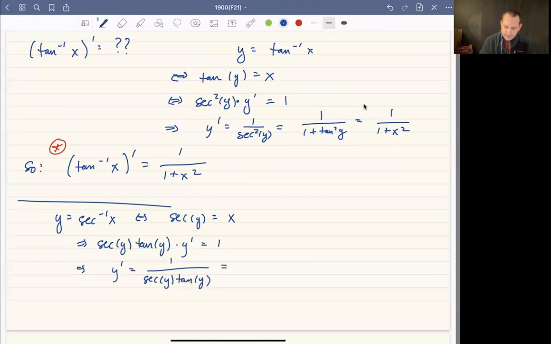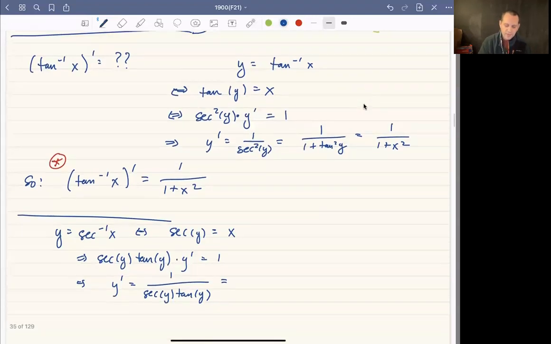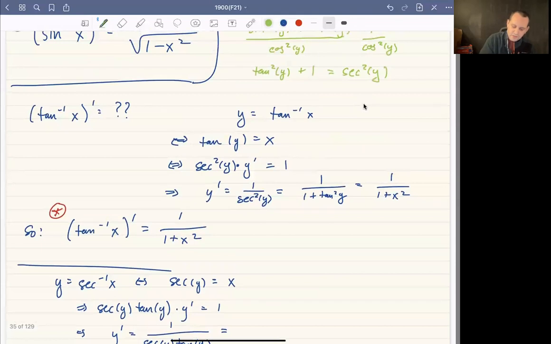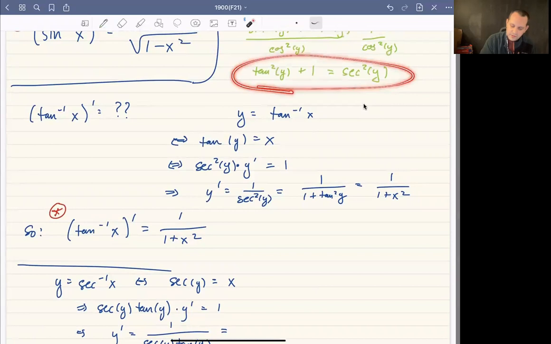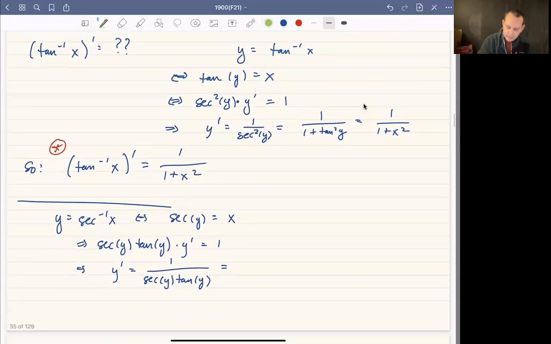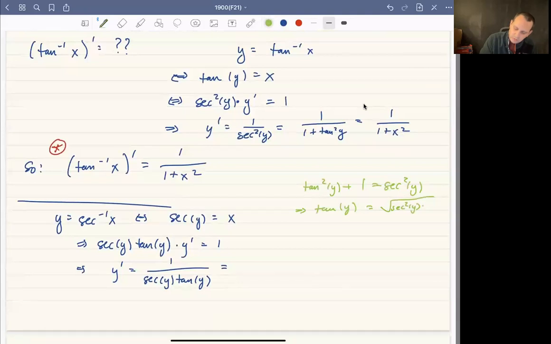And secant of y is x. So now we only have to worry about tangent of y. And if we go back up to our equation, let me recopy it here. So we know that tangent squared plus 1 is equal to secant squared. And so this tells you that tangent is going to be the square root of secant squared minus 1.